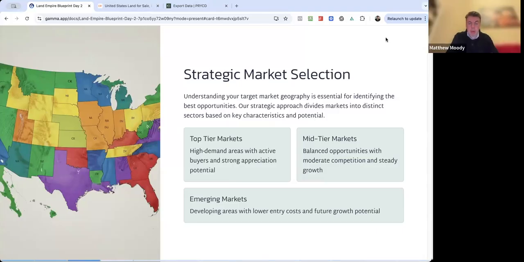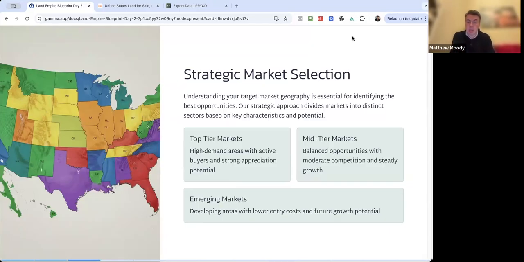Yeah, absolutely. So an example of a top tier market would be places that are quite saturated and established, such as California. Definitely very high demand, lots of buyers, always things going in and out of the market, very strong appreciation, but also very difficult to get into. Versus the mid tier, and these will be places such as Texas, which is very popular, Florida as well, where you've got competition for sure. The growth is a lot steadier, but you can get into them easier.